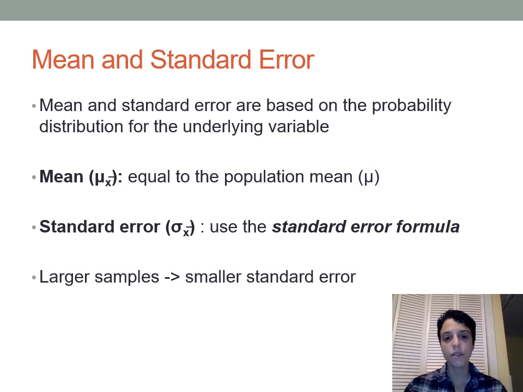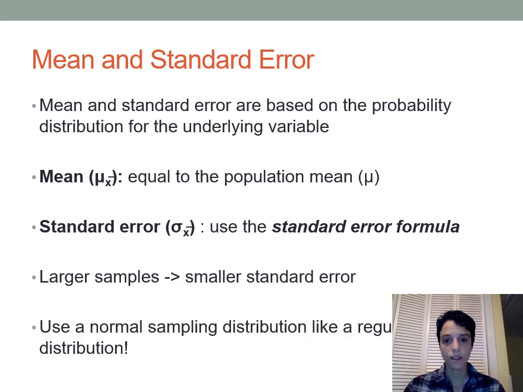Before I do that, I just want to note that larger samples give you a smaller standard error. The reason for this is that larger samples just tend to have less variation based on random chance, so everything tends to be a little bit closer to the mean. And we'll see what that looks like graphically as well. Otherwise, you can use a normal sampling distribution, so a sampling distribution that's shaped like a normal distribution, exactly like you would a regular normal distribution. So all the things we did last week, you'll be able to do again this week for a sampling distribution. The only difference is that instead of looking at the probabilities of getting different individual values, we'll be looking at the probabilities of getting sample statistics, like the sample mean.